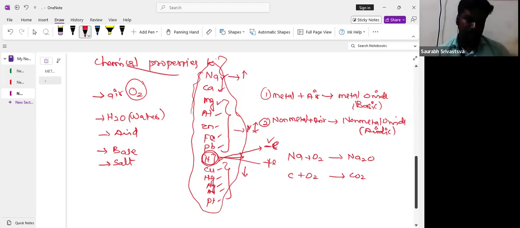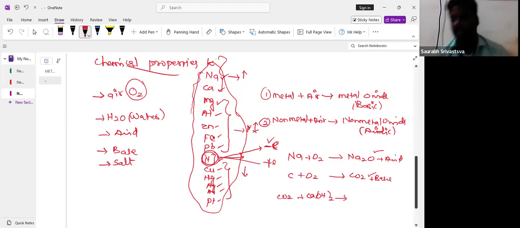So now I said Na2O is basic in nature. CO2 is acidic in nature. How is Na2O basic in nature and CO2 acidic in nature? It means it will react with acid, it will react with the base. For example, CO2 is there. Now you are going to pass it through calcium hydroxide solution. That means calcium hydroxide, which we apply on the wall. Calcium hydroxide only we are applying on the wall.